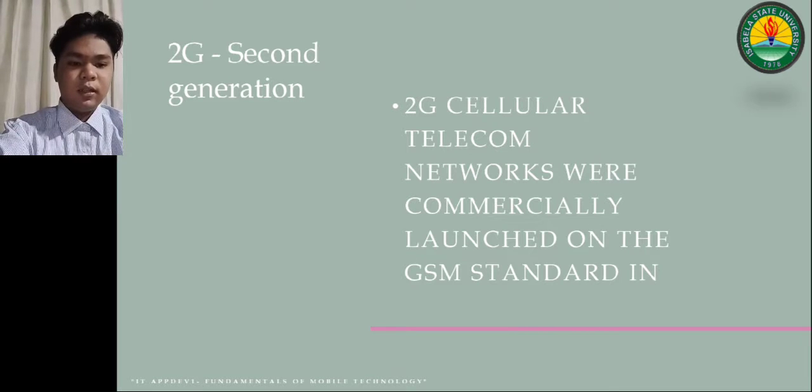Second generation. 2G cellular telecom networks were commercially launched on the GSM standard, for example GSM 2G, GPRS 2.5G, and EDGE 2.75G. The first 2G network was a GSM network built in 1991 by Radiolinja in Finland.